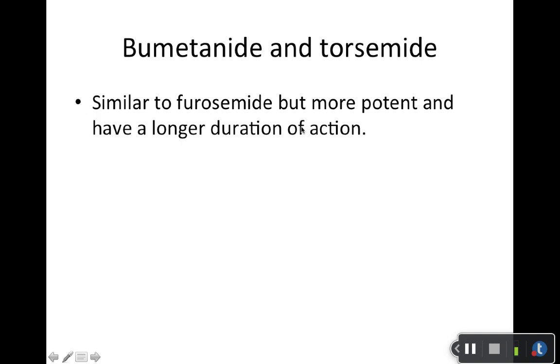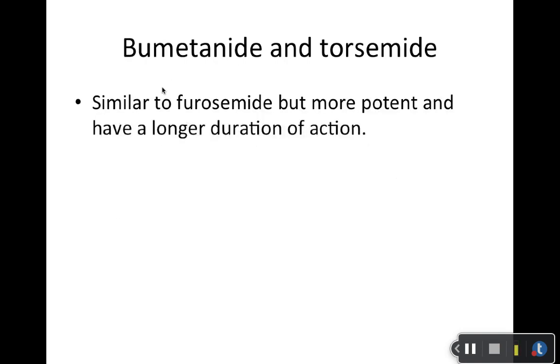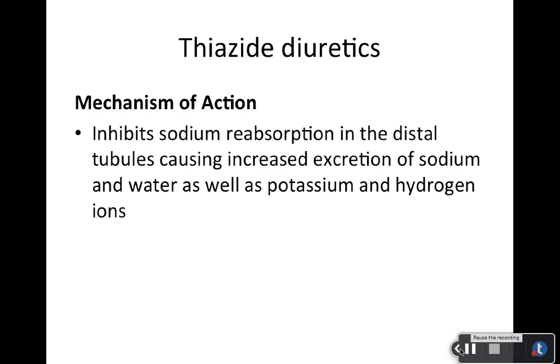Bumetanide and torsemide are similar to furosemide, but they're more potent and have longer durations of action. So for studying purposes, you can definitely put all the same adverse effects and uses, etc. Just note that they are a little bit different. Because of their longer duration of action and greater potency, they are used less than furosemide. So out of the loop diuretics, furosemide is probably, I'm going to guess, the biggest one you're going to see when you're out on your rotations, especially your hospital rotations.